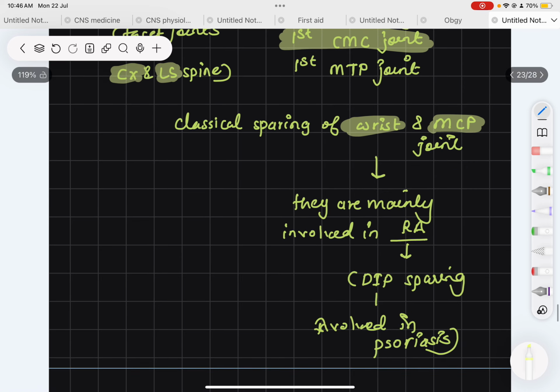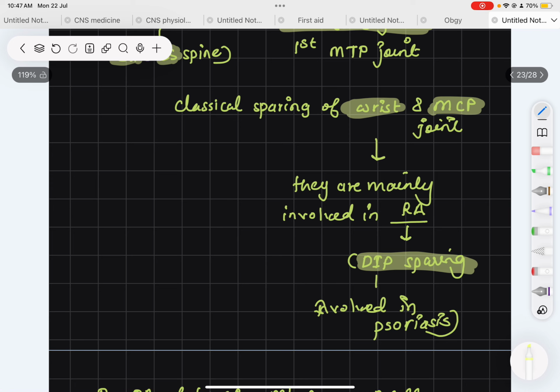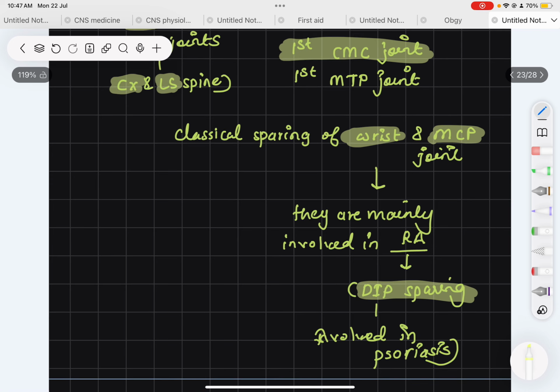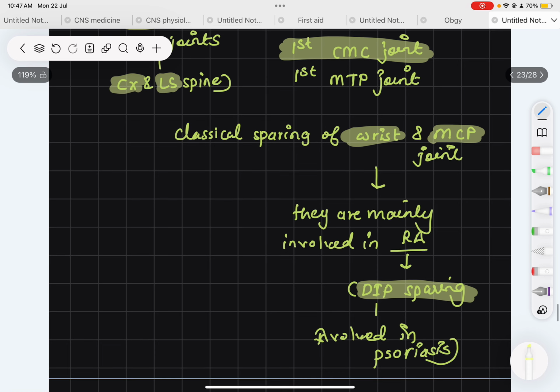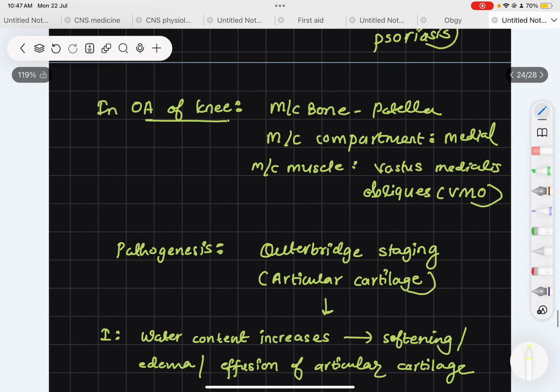This is a very commonly asked question. How to differentiate various kinds of joint conditions is commonly based on their location. In osteoarthritis there is involvement of the interphalangeal joints, PIP and DIP, but in rheumatoid arthritis there is DIP sparing, and DIP is involved in psoriasis. The wrist and metacarpophalangeal joints are mainly affected in rheumatoid arthritis. So this location we have to remember.